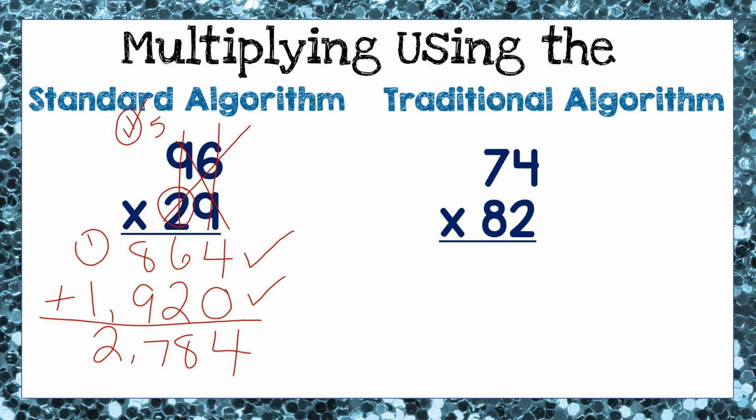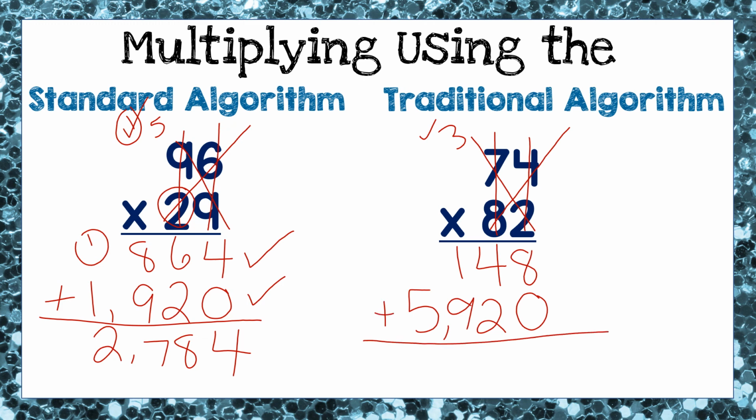74 times 82. I know that I'm going to multiply the digits that I see. 2 times 4 is 8. 2 times 7 is 14. Place your 0 here since you're going to multiply by this 8, which represents 80. 8 times 4 is 32. Carry my 3 in the tens place. 8 times 7 is 56, plus this 3 is 59.